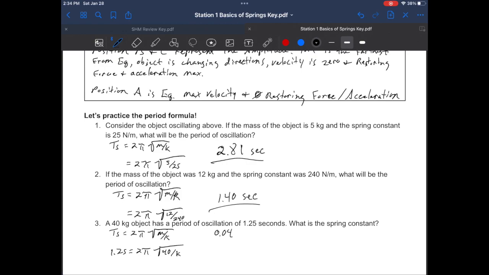You get about 0.04 is equal to 40 over k. Now, I am rounding, and I'll keep my decimal places on my calculator. So I'm writing out 0.04 is equal to 40 divided by k. The 0.04 and the k change places, so it's 40 divided by 0.04. But if you leave all of your decimal places in your calculator, you get 1010.65.